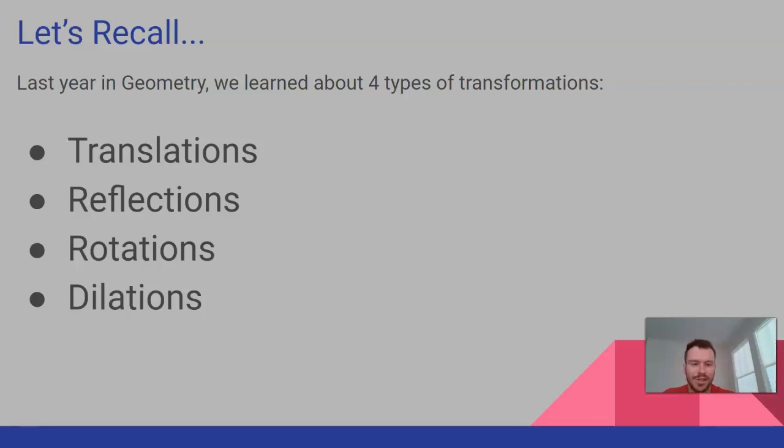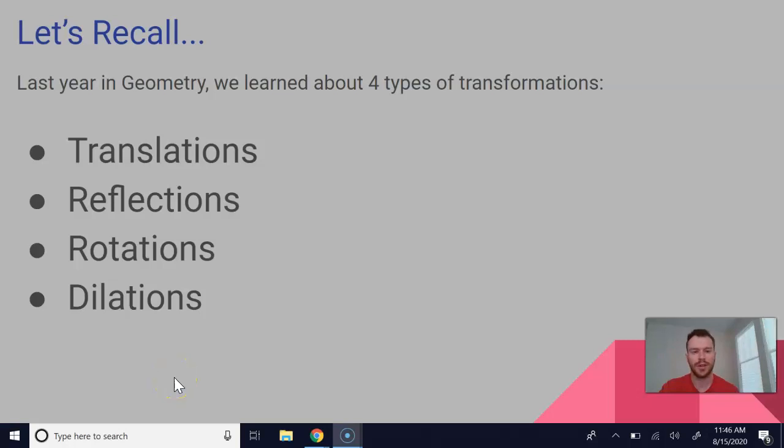However, a dilation changes the size of the original figure, so the new figure, since it has a different size, is not congruent to the original. So translations, reflections, and rotations can be grouped together, but dilations are in a category of their own. Let's review translations, reflections, and rotations, and then we'll review dilations a little bit later.